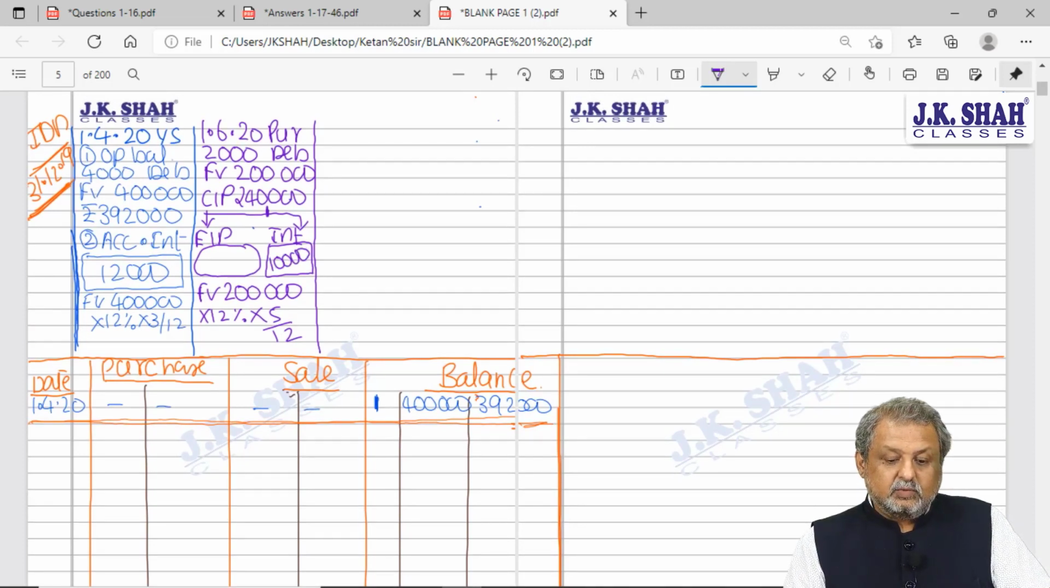So how much will be the cost? Now here you have to look at one of the things. This is where the mistake will occur. Pay a lot of attention.